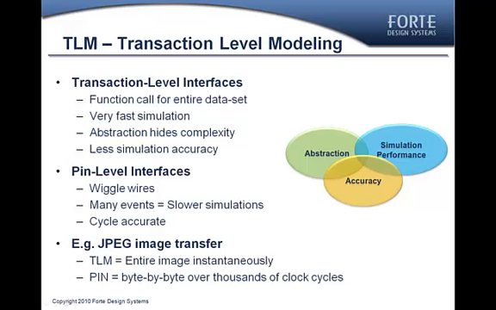As an example, imagine I had a block that needed to process a JPEG image. If modeled at the pin level, I would ask my interface for the image and it would arrive perhaps byte by byte over a period of thousands of clock cycles. If I modeled at the transaction level, the entire image would arrive instantaneously in 0 clock cycles. Less timing accuracy, but very easy to write since I didn't have to implement the pin level protocols, and the simulation time is very fast.